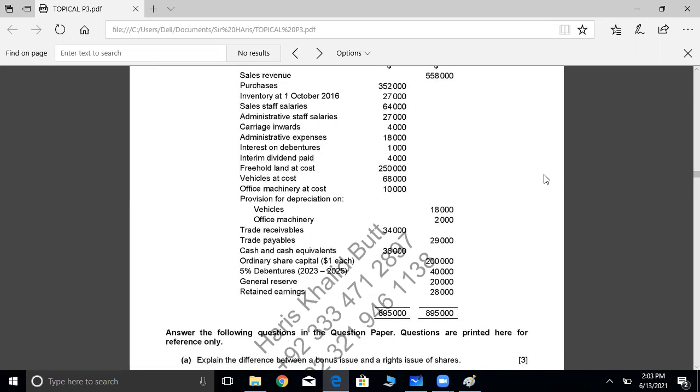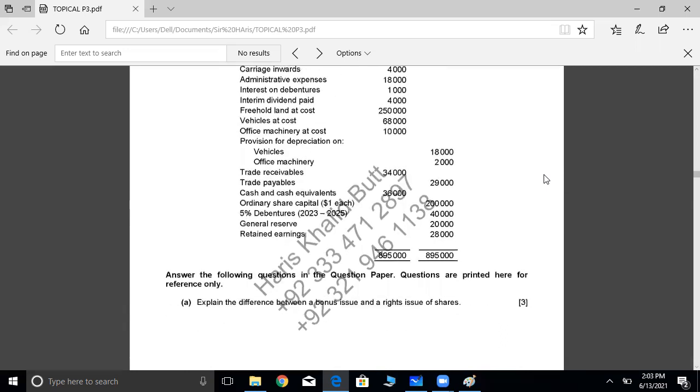5% debenture is a non-current liability. We have discussed that. Interest on debenture we have to calculate, that is 5% of 40,000. General reserve and retained earnings are given. The first question is to explain the difference between rights issue and bonus shares. We are yet to discuss rights shares and bonus shares, so I won't go into this, and I will go for the next part of the question, which is more currently needed for us.